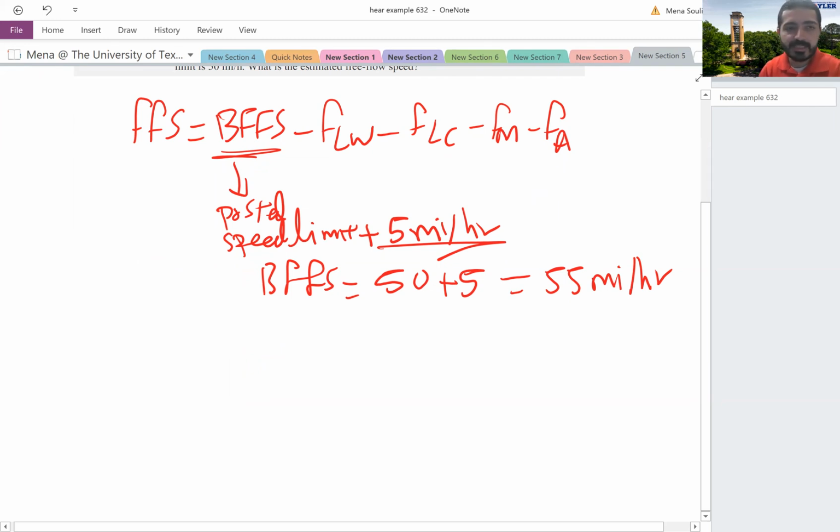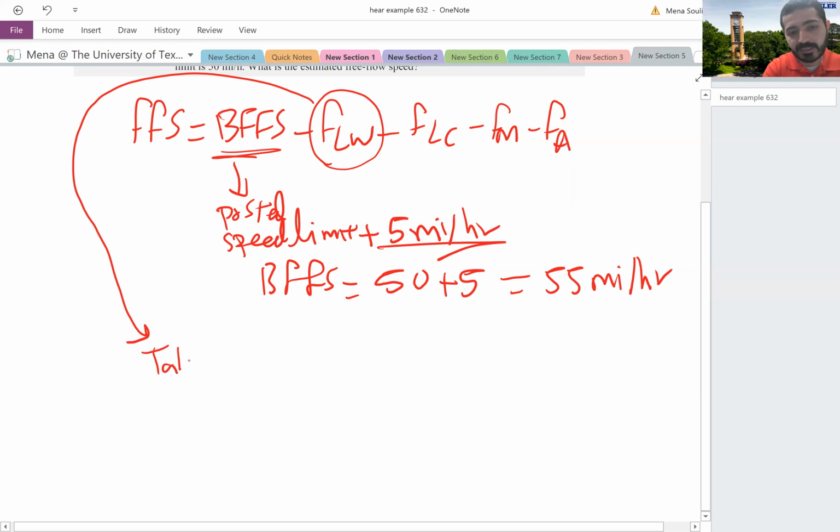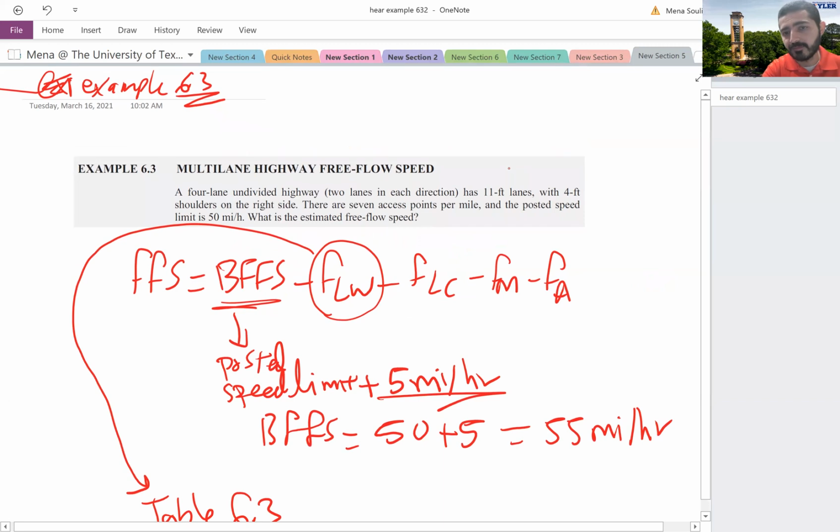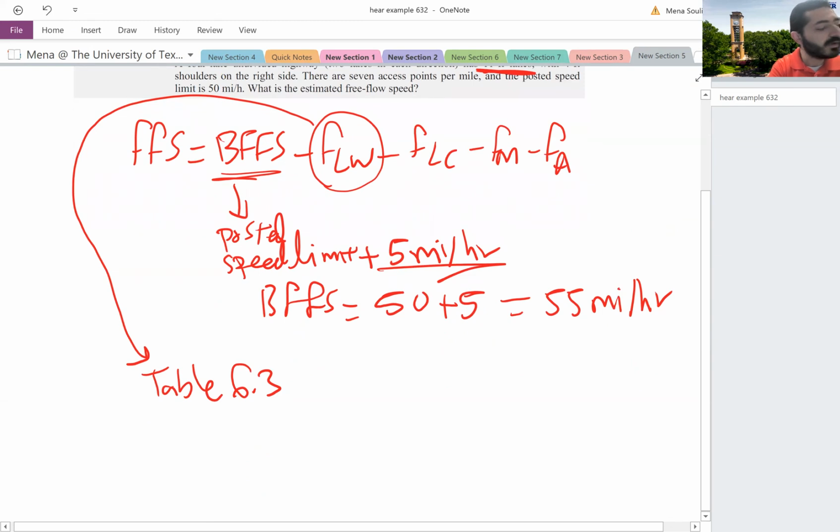This is now the lane width correction. FLW is actually the same table as the freeways. Again, there are some similarities and some differences. For FLW, it's the same table that you use for freeways, which is table 6.3. We have an 11 feet lane width, if I'm not mistaken. Therefore, the FLW is 1.9 miles per hour.